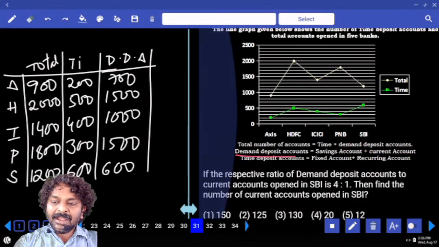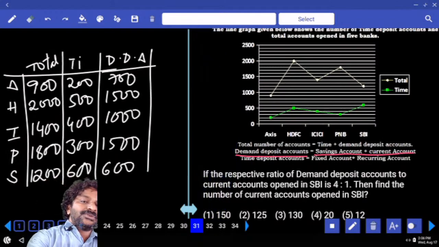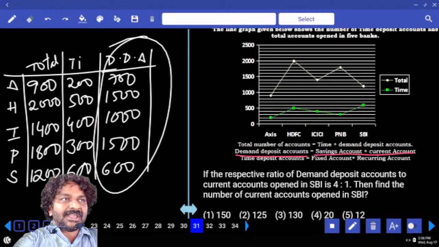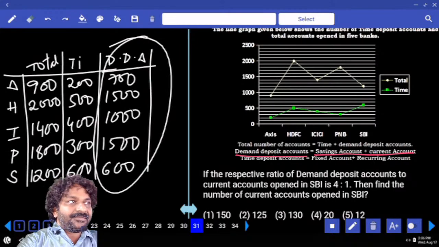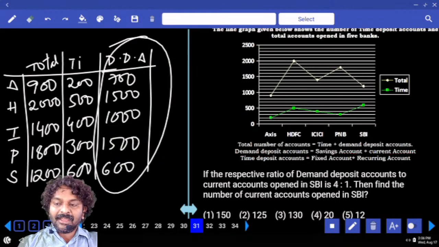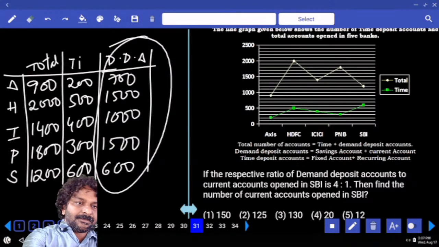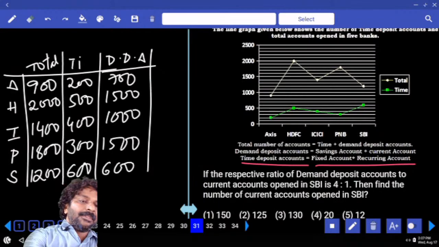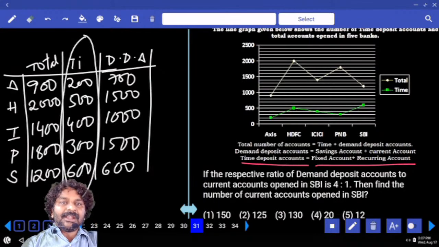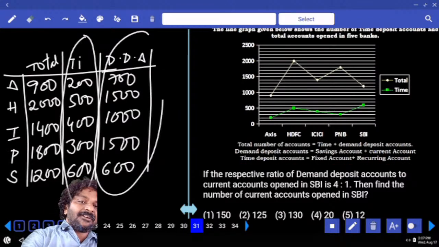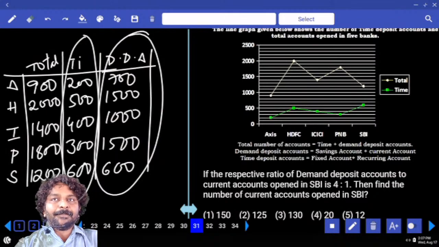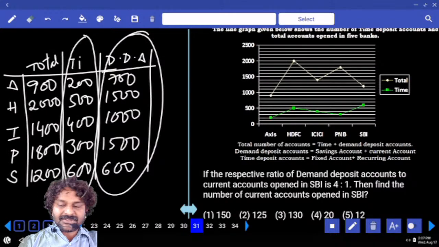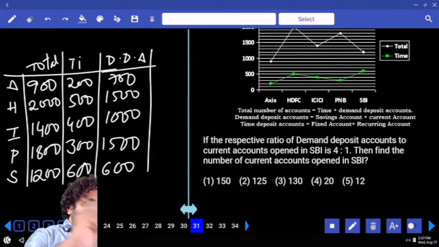Next, demand deposit accounts is equal to savings account plus current accounts. So even in demand deposit accounts there are 2 categories, a combination of savings and current, and we don't have information regarding those 2. Next, time deposit accounts is equal to fixed deposit plus recurring. So in time deposit we have 2 categories, fixed deposits and recurring. So segregation of time deposit and demand deposit accounts is not given in the information. Probably that would be there in the question. Let's solve the questions now.